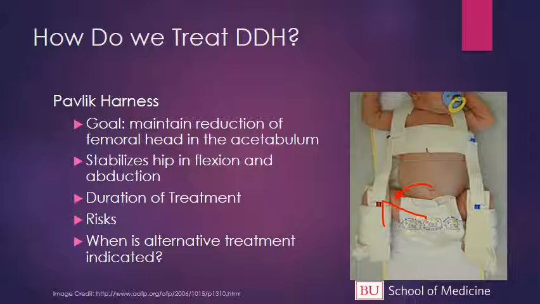However, even stabilization management is not without risks. Associations have been seen between positioning with hyperabduction and avascular necrosis, and hyperflexion with femoral nerve palsies. Follow-up at 3 weeks of treatment should show reduction by ultrasound of the hip. If improvement is not seen at that time, alternative treatments may be indicated.